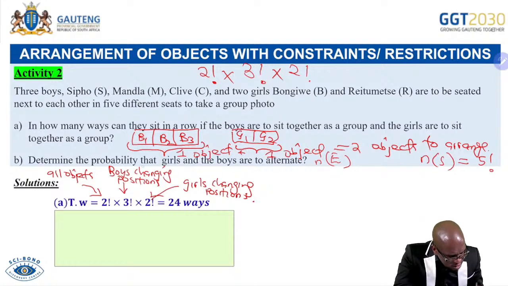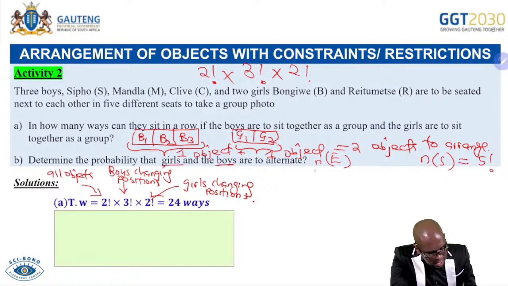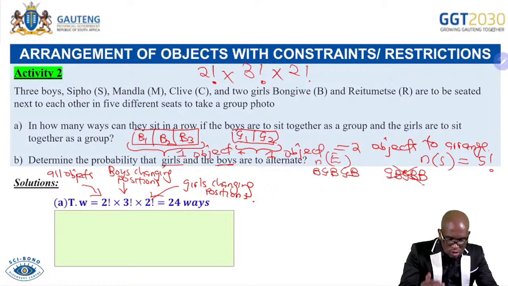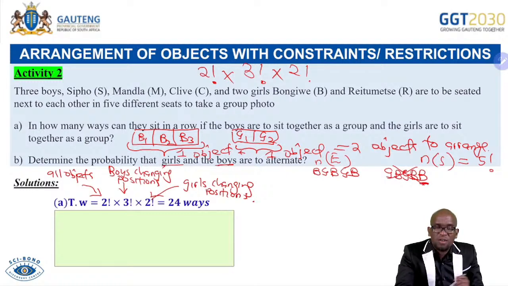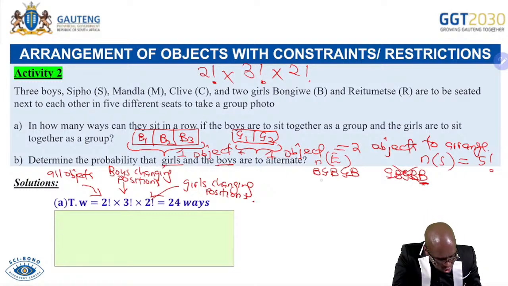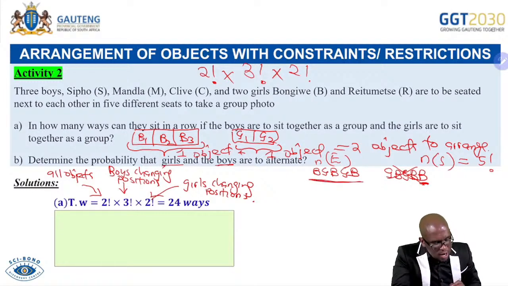In the event, what is the event? Girls and boys are to alternate. So how do they alternate? Boy, girl, boy, girl, boy. Let's check if we start with a girl. Girl, boy, boy. So this will not work because it's not alternating. It alternates for the first 2, but now the last one, instead of being a girl, it's a boy. So we are going to be looking at this one now.